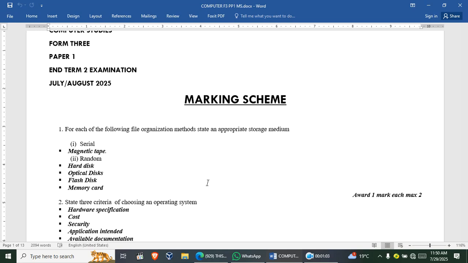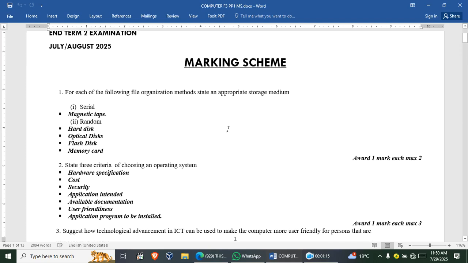State 3 criteria of choosing an operating system. When you are choosing an operating system, this is Form 1, the last topic, operating systems. What are the considerations? What are the criteria? So basically, we consider the cost of the operating system. You must compare the cost of different operating systems. Hardware specifications. Here is where you check for the processor speed, memory capacity, storage capacity, and also the type of the computer.